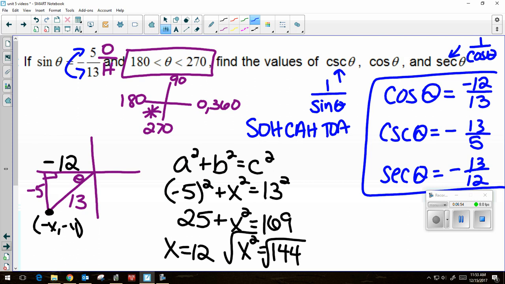So that's how you find missing sides in a triangle and then use those missing sides to find different trig functions.